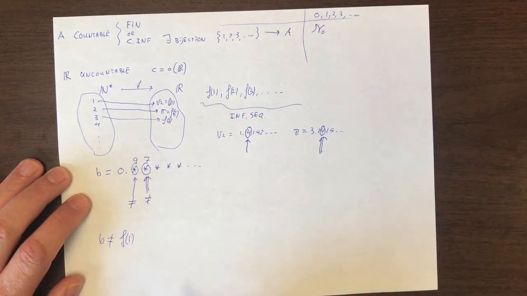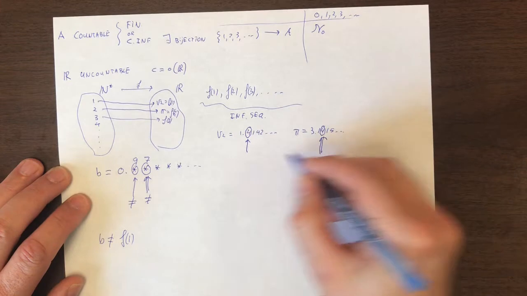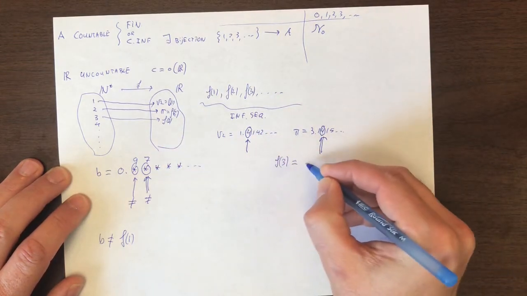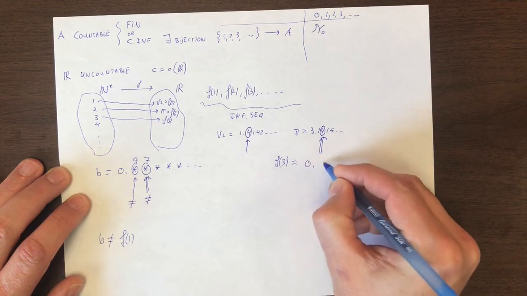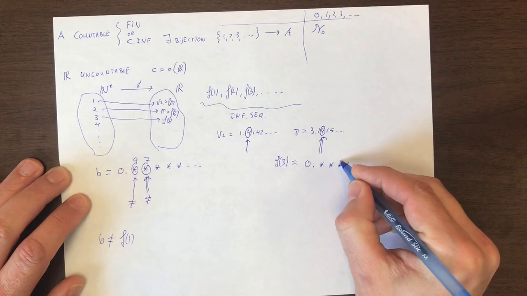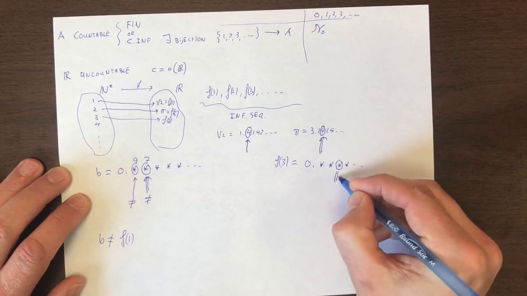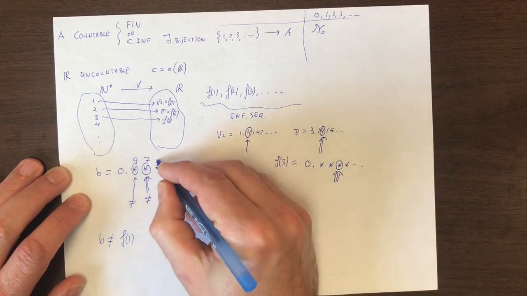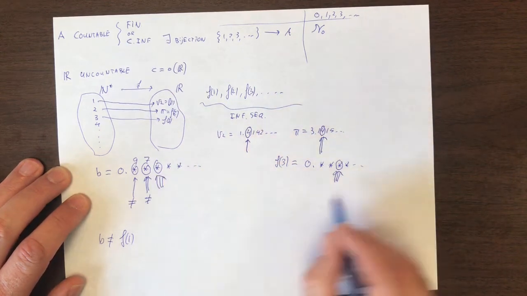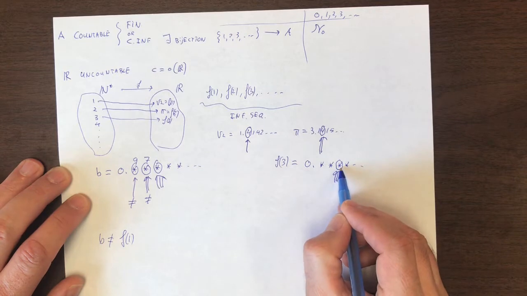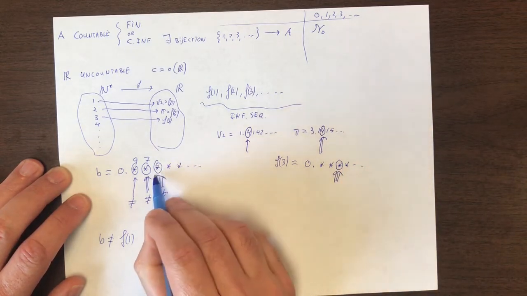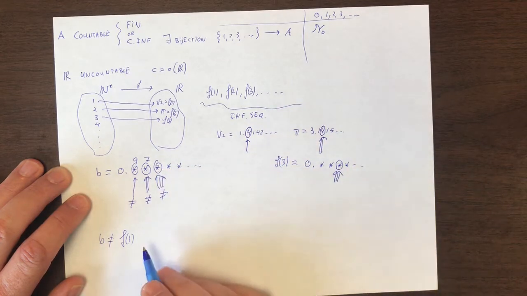And then let's say the third number that I picked, f3, equals something dot something something something something, etc. Now I'm going to look at its third digit, and I'm just going to choose something different there. So make sure that this number is not the same as that one.